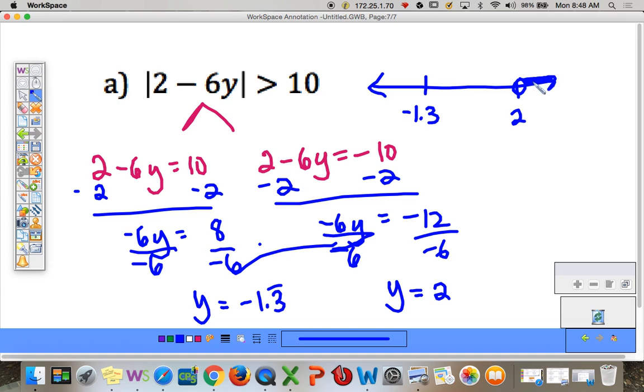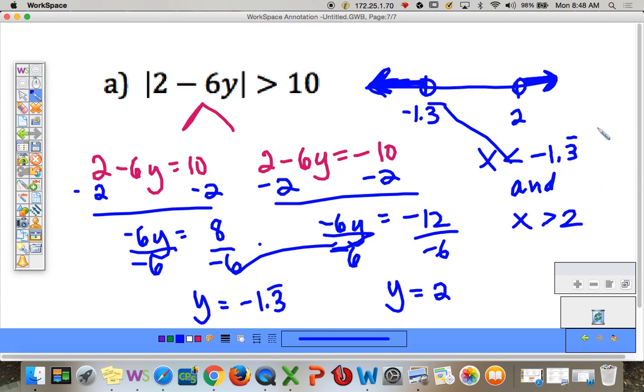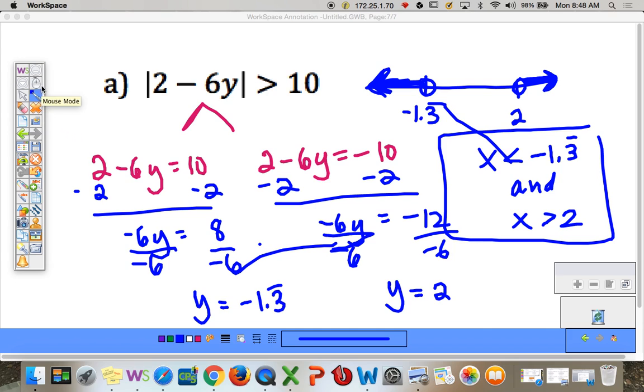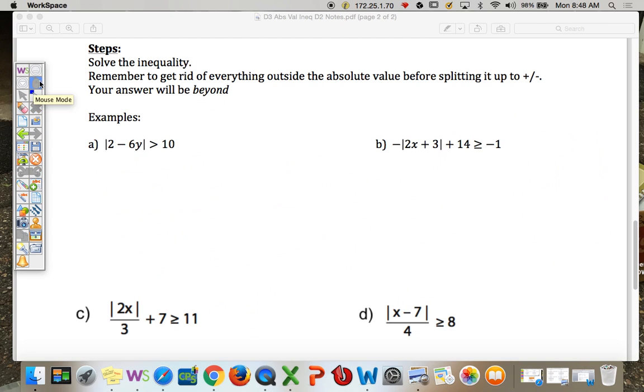Open circle, and it's going to be greater than the biggest number. It's going to be smaller than the smallest number. So we say x is less than negative 1.3, and x is greater than 2. So 2 answers here. And again, you can plug in numbers and check to make sure they work.